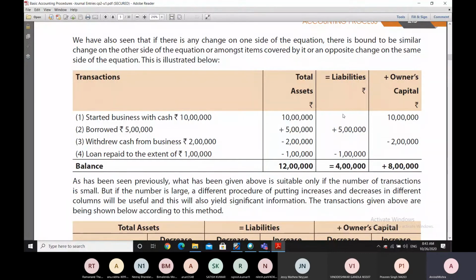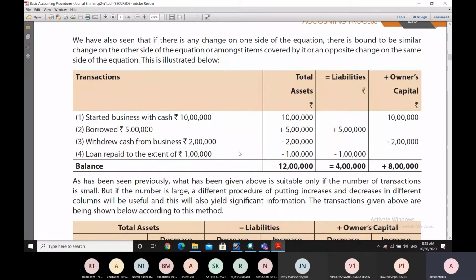Now, supposing somebody borrows for the business, again here the cash will go up because cash will come in form of the borrowing, and liability would also go up, but nothing will happen to the capital here. When he withdraws cash from the business of 2 lakh rupees, his assets will go down because his cash will reduce. At the same time, his capital will also reduce, but nothing will happen to the liability. When he repays the loan to the extent of 1 lakh rupees, his cash will reduce by 1 lakh rupees and his liability would also reduce by 1 lakh rupees. Nothing will happen to the capital.